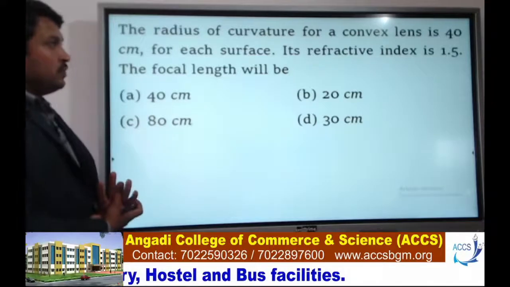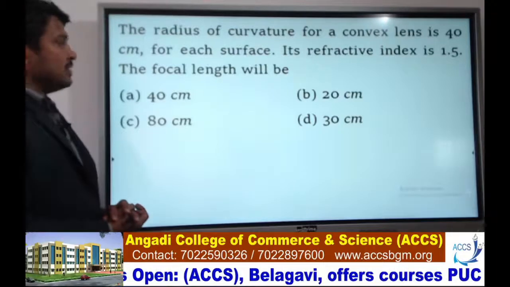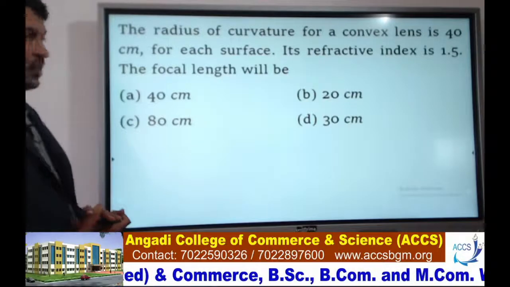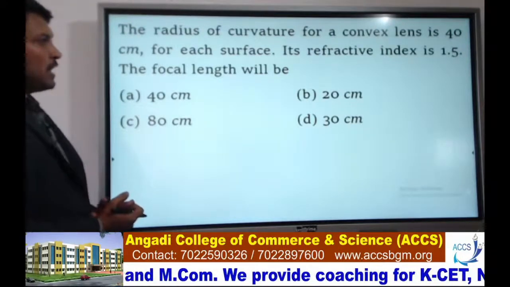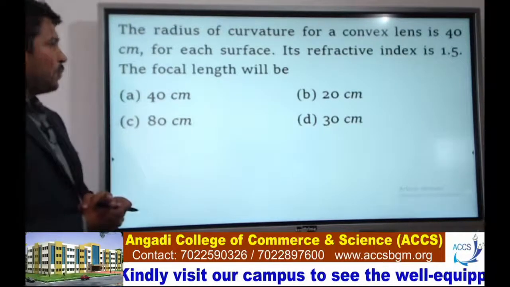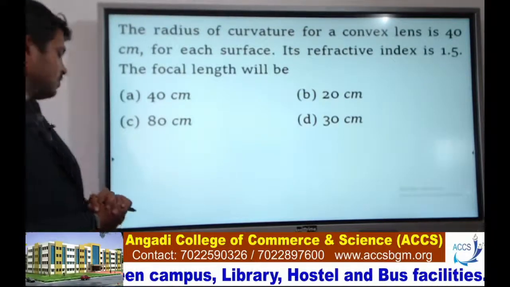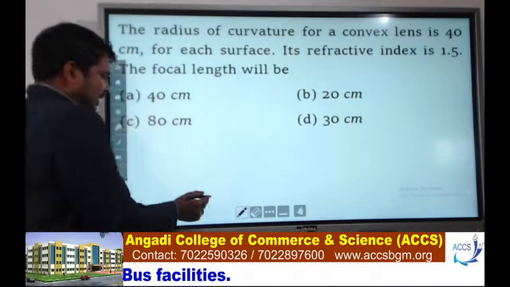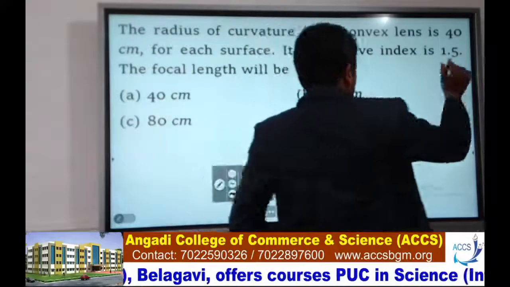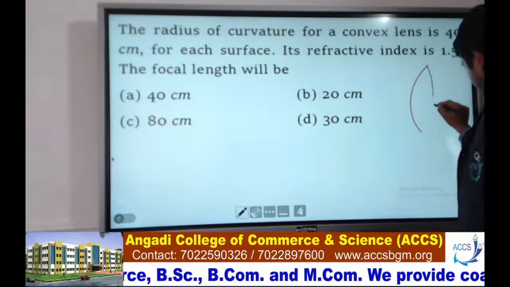So the first problem: the radius of curvature of a convex lens is 40 centimeter for each surface, and its refractive index is 1.5. The focal length will be? But students, here the sign convention matters. See, here this is the first surface and this is another surface.